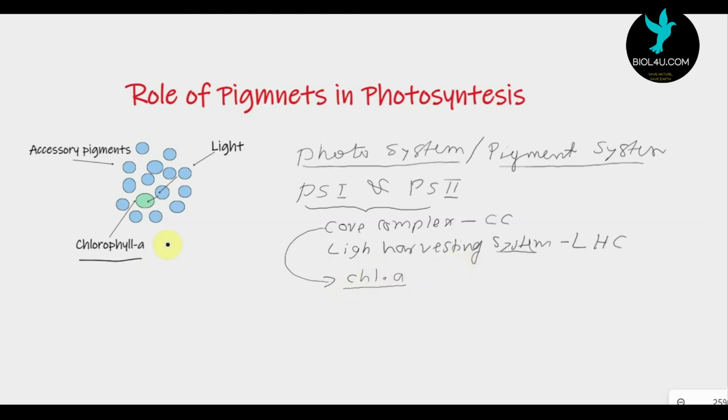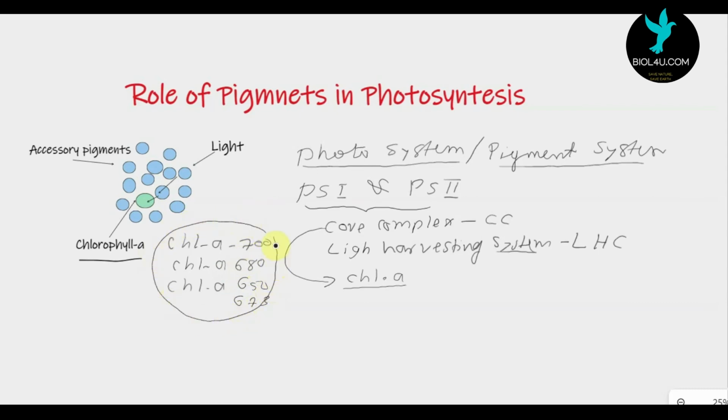So one of the chlorophyll A is the 700, chlorophyll A 700, chlorophyll A 680. Like that, chlorophyll A 650, chlorophyll A 673, chlorophyll A 700, 680, etc. Okay, so these are the different types of chlorophyll A.